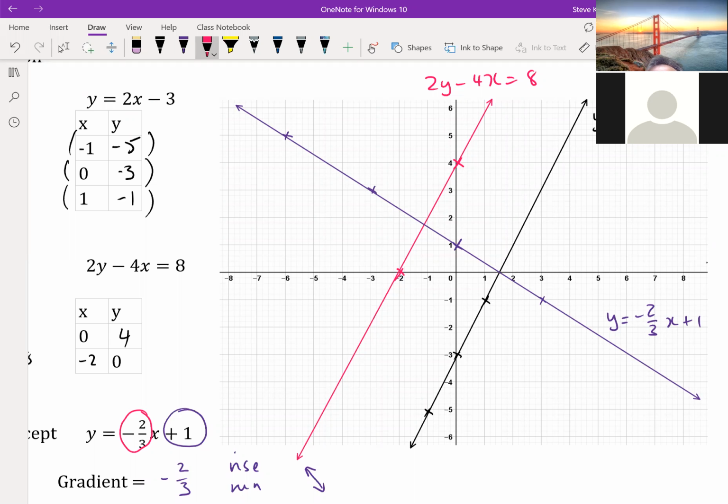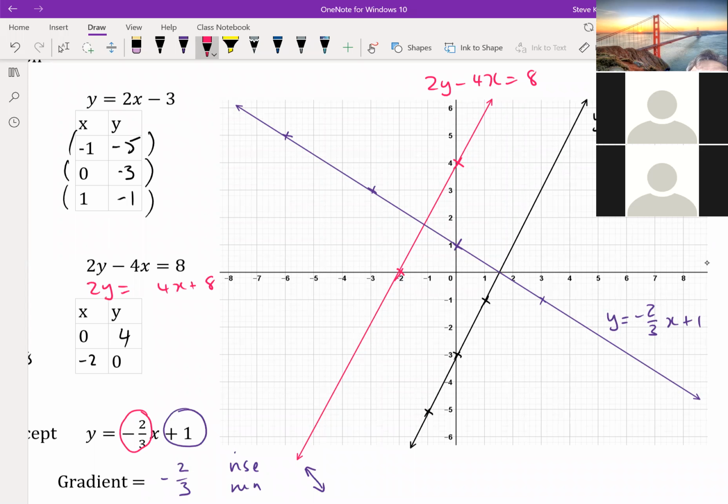And what do you notice about the red line and the black line? They're parallel. They're parallel, yeah. If I went and rearranged this, I'd get 2y equals 4x plus 8. Divide through by 2, I'm going to get y is equal to 2x plus 4. There's my 4 of my y-cut. And yeah, the gradient of those two lines are the same. So yeah, they're parallel lines. All right, everybody happy with that?